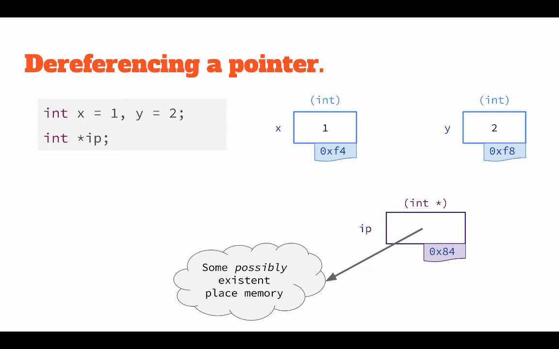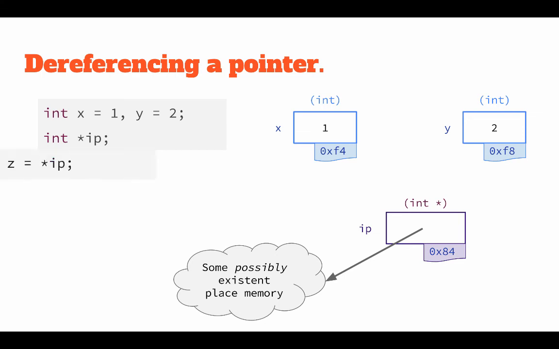When I declare this pointer, because we haven't initialized it, that means that the value stored in ip is just whatever happened to be in memory before. So it could be pointing to nothing. It can be pointing to something we don't want to be pointing to.